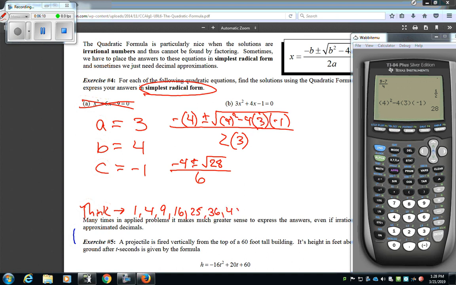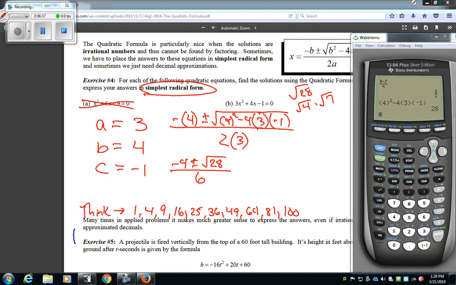So I'm writing down the first 10 of them. So, for example, 3 squared is 9, 6 squared is 36. Those are the squares that I'm thinking about. Now, I got to figure out the highest one of these that goes into 28. And in this case, really the only one that goes into it is 4. So what I'm going to do is take that radical 28, and I'm going to write it as a product of those two smaller radicals, 4 and 7.